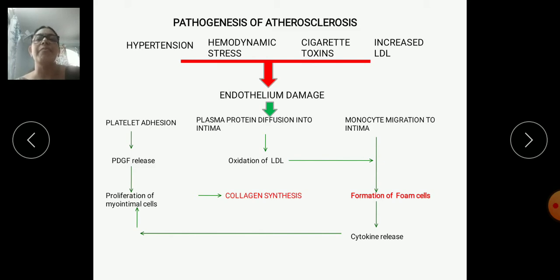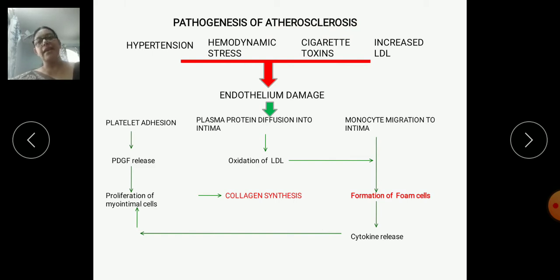What is the stressful condition? Stressful condition means that whenever any of this physiology changes, suppose the oxygen falls, the carbon dioxide increases, hemoglobin reduces in the RBC. These are the hemodynamic stresses. Then we have external toxins. Toxins means poisonous substances.